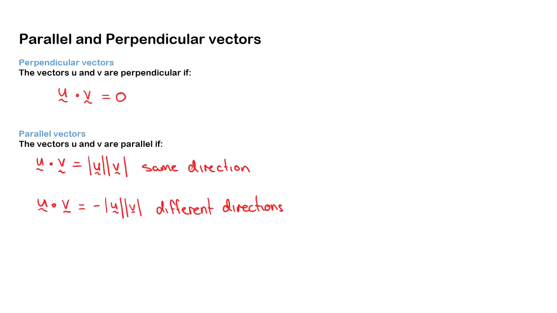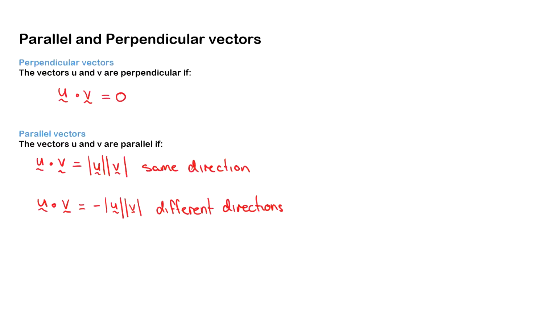In this video, we will be covering parallel and perpendicular vectors. Two vectors are perpendicular if the scalar product equals 0. Two vectors are parallel if the magnitudes of each vector multiplied together is the same as the scalar product. If it is the same, it goes in the same direction.